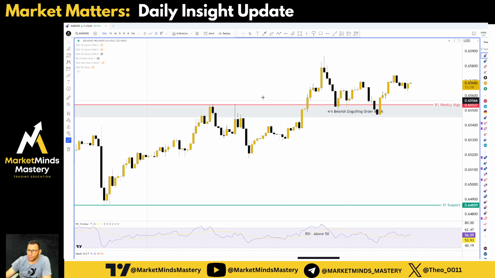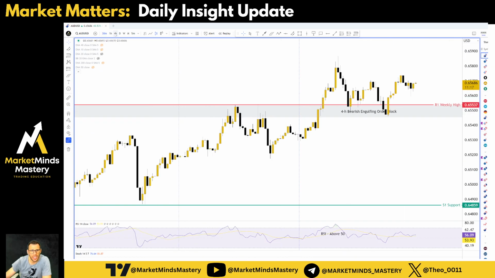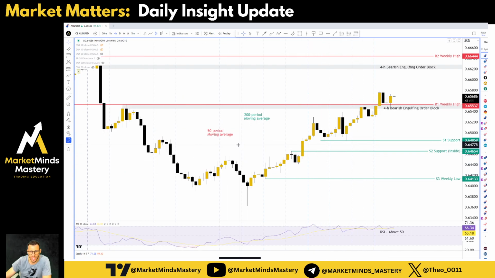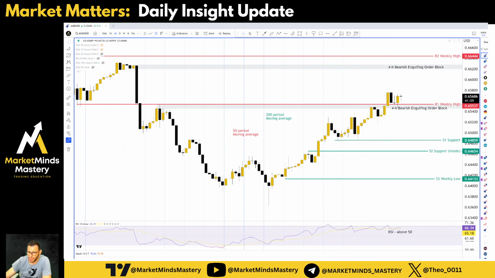So let's start with the Australian dollar, US dollar. Here we are on the 4-hour time frame. The separators here just help us to understand on which day the trading activity occurs. Let's bring the drawing tool. Just give me one sec. So here we are.